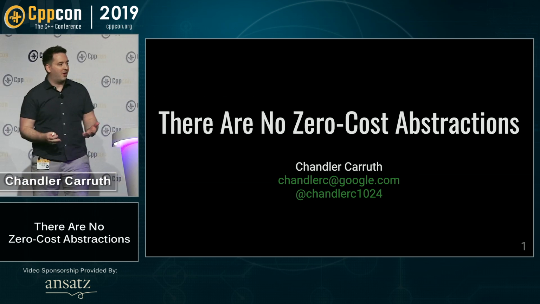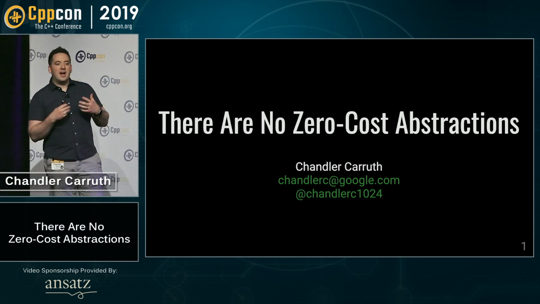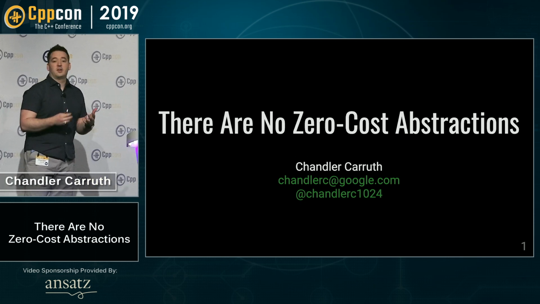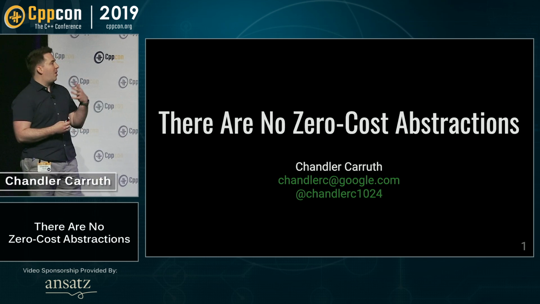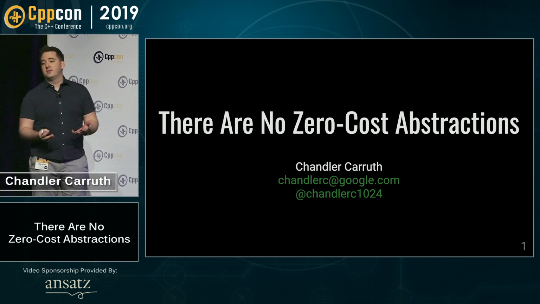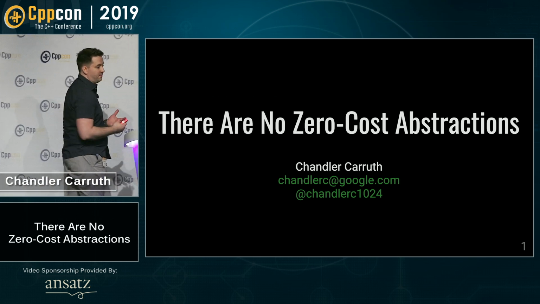A lot of other people were wrong. And in fact, there are no zero-cost abstractions. And imagining that there are is causing us serious problems. And so that's going to be the theme of this talk: why do abstractions have cost? What problems does that cause for us? And how do we want to cope with that reality?